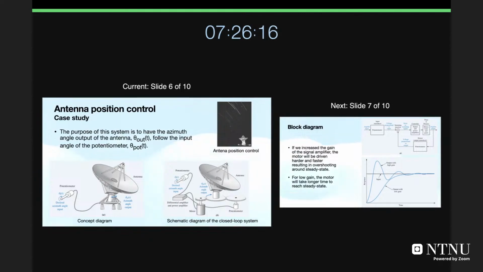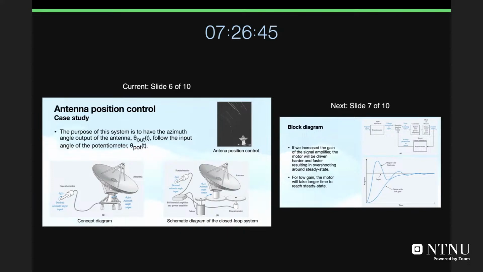How can we close the loop? We just need to use this differential amplifier in figure B. This differential amplifier and power amplifier, what will happen? The differential amplifier will calculate the difference between the input angle, the desired angle, and the output angle. So we will get an error signal. And after that, we need to provide this error signal to the motor to adjust. But we cannot provide an error signal to the motor without amplifying it.